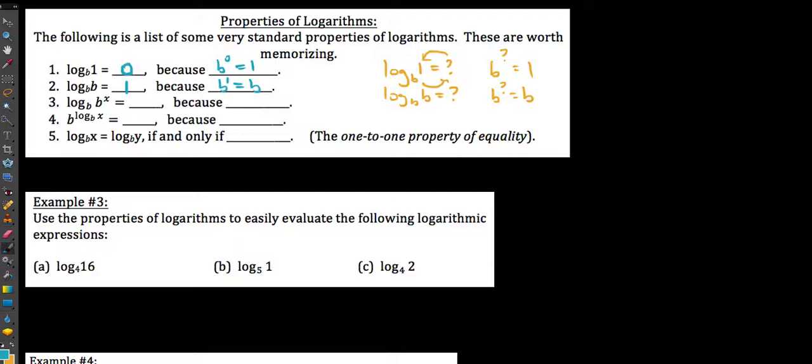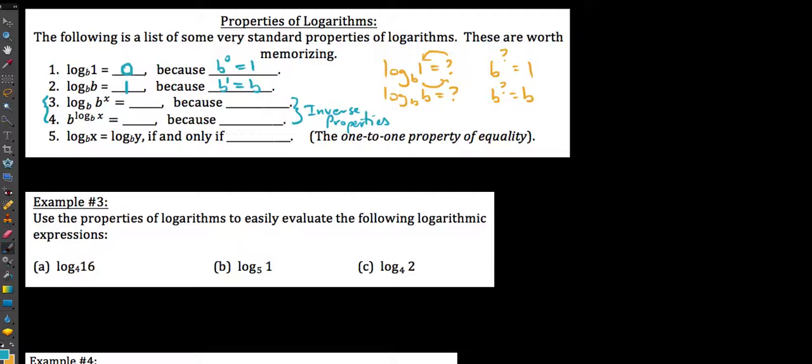So a couple of really important logs. Anytime we take the log of 1, we'll get 0. And anytime we take the log base b of b, or of itself, we're going to get 1, because anything to the first power equals itself. Now, these next two properties, numbers 3 and 4, we are going to name. These are our inverse properties.